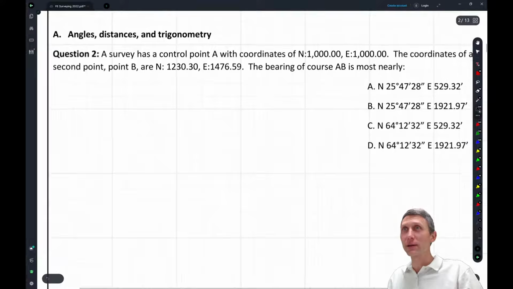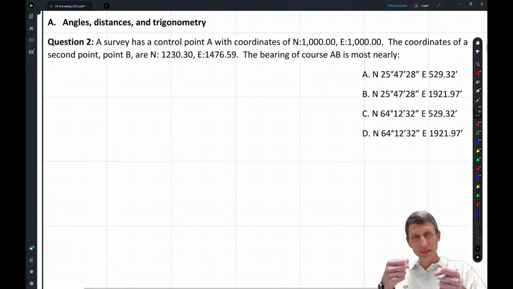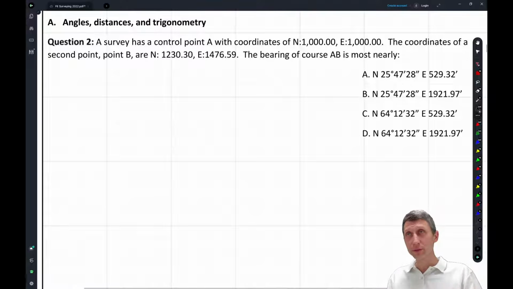So let's go to this one, angles, distances, and trigonometry still. We have a survey control point, and a lot of times with surveying, you're setting up control points, maybe doing a closed traverse and setting these fixed points in the ground that you know where they are, so that you can reference everything off of those points.